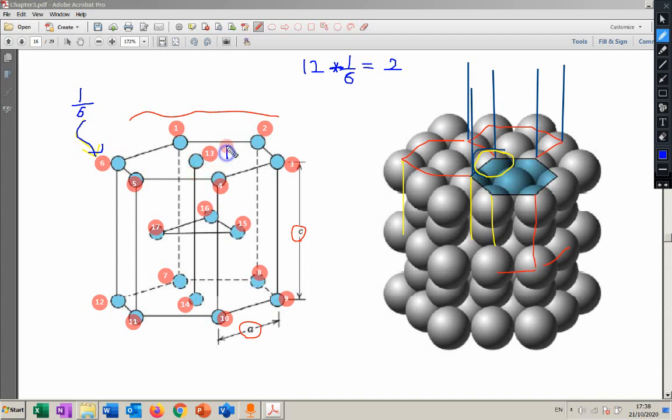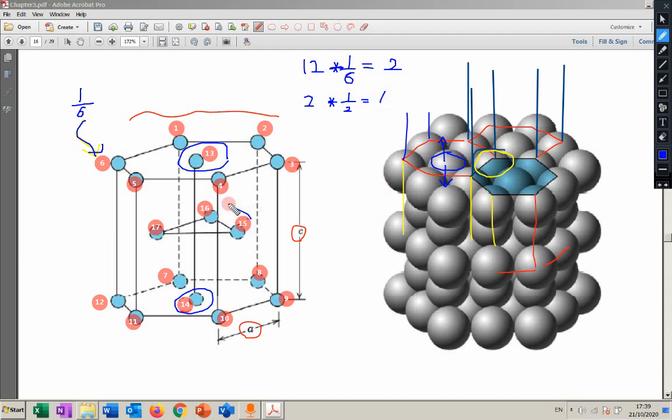Now, the face atoms, the top face and the bottom face. The face atom, for example this one here, will be shared only between 2 unit cells, the one at the bottom and the one at the top. How many faces do we have? We have 2 faces, so 2 face atoms. Each of them will be shared between 2 unit cells, so it will be 1/2 for each unit cell, and that's going to be 1 atom there.